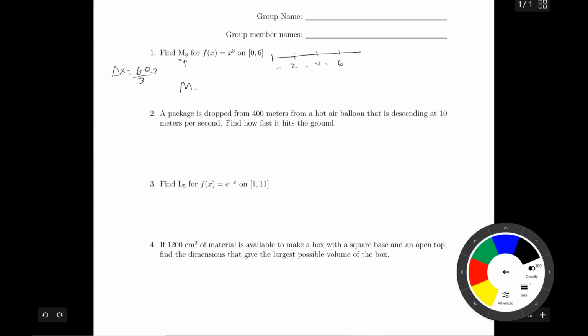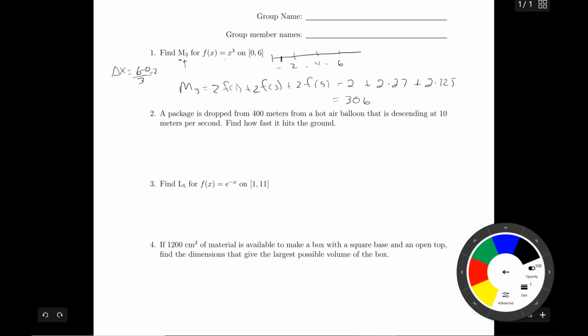And so M sub 3, each rectangle is of width 2, and I'm going to be picking the middle point. So it'll be f of 1 plus width 2, f of 3 plus width 2, f of 5, and then you're putting in the function. So you're putting 1 into the x cubed function, so I get 2 plus 2 times 3 cubed, which is 27, plus 2 times 5 cubed, which is 125. So all told, that gives you 306.